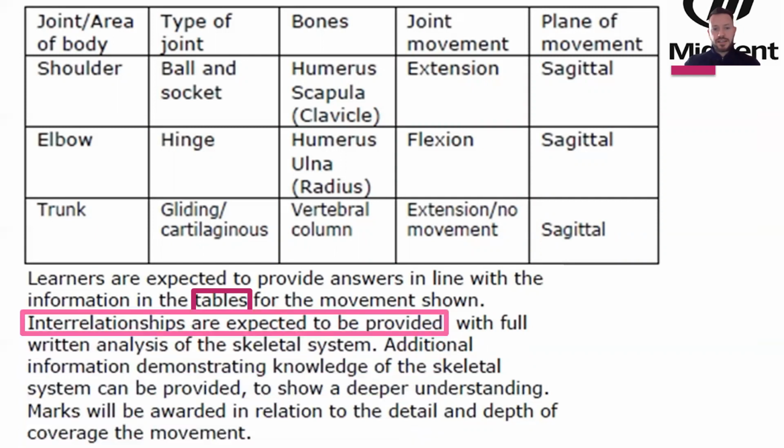When you start looking at your analysis, it says something called interrelationships are provided. I'll tell you a little bit more about that in a second. And last but not least, it says any additional information. So we can say there's 3 key things they're looking for: table, interrelationships, and additional information.